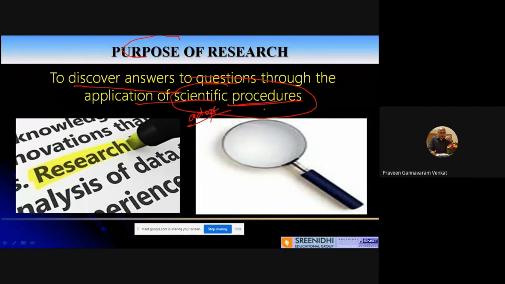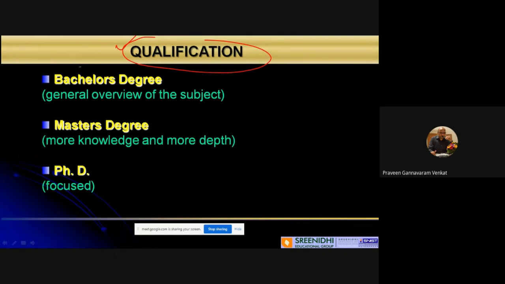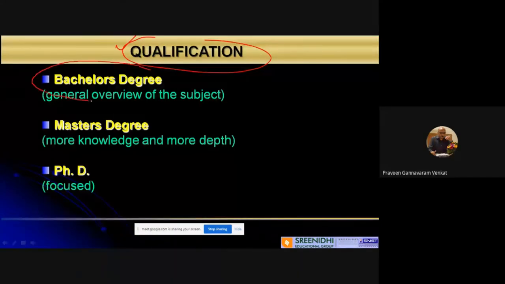During our research time, qualification is most important. Qualification plays a vital role for any scientist or engineer or any teacher or professor. Generally the basic degree is known as the bachelor's degree. It is a general overview. It will give the general overview of a particular domain.